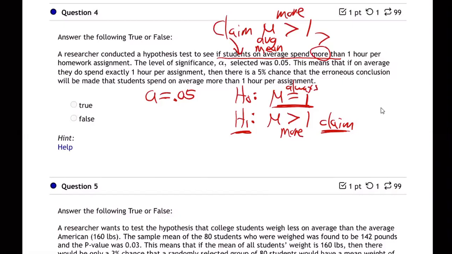All right. So what now? Then they're saying we're going to test at alpha equals 0.05. What does that mean? Well, now it's time for some new information that I really haven't given you too much of before.